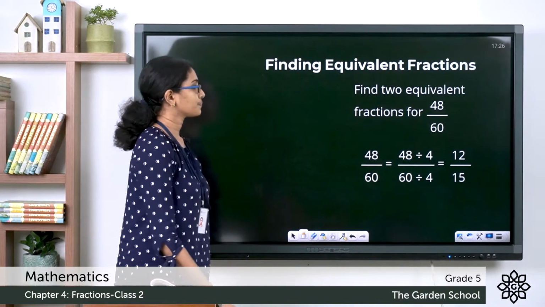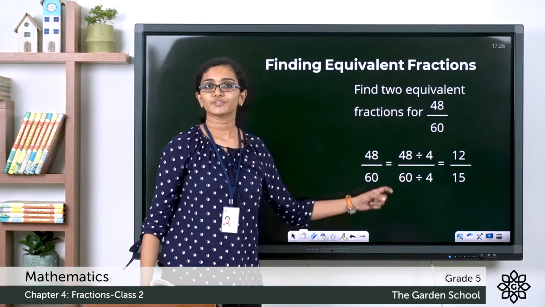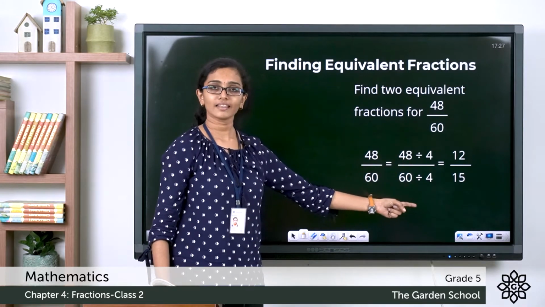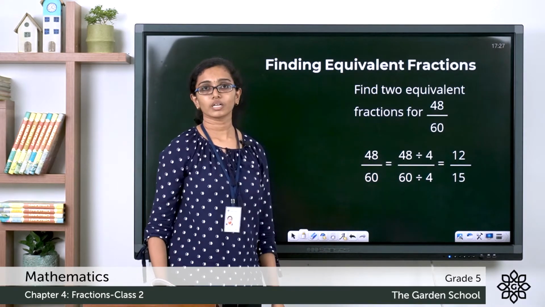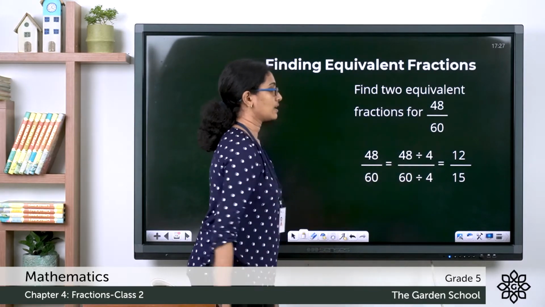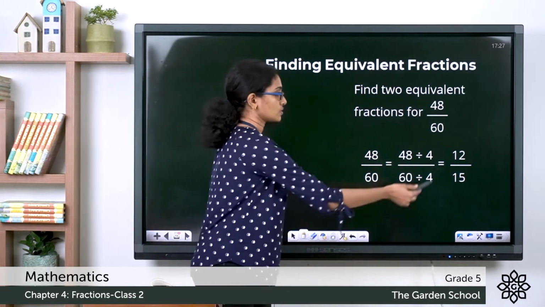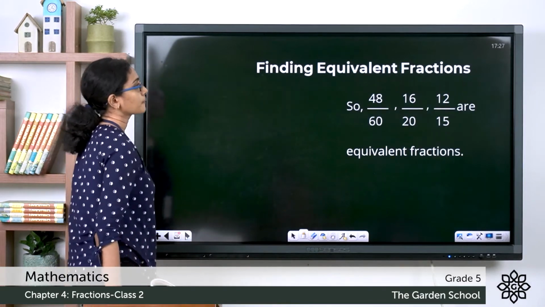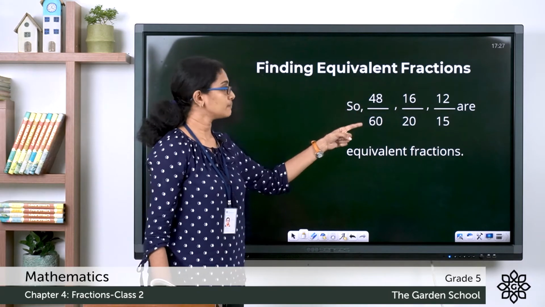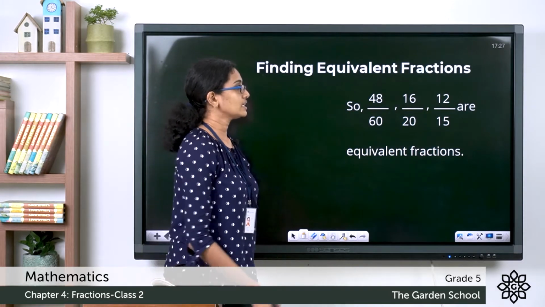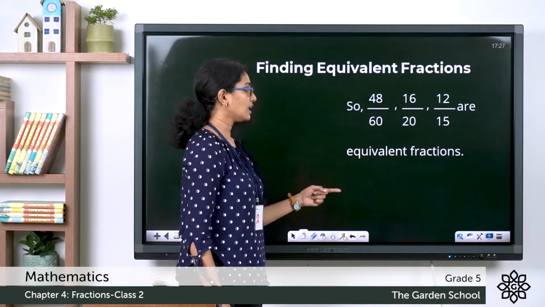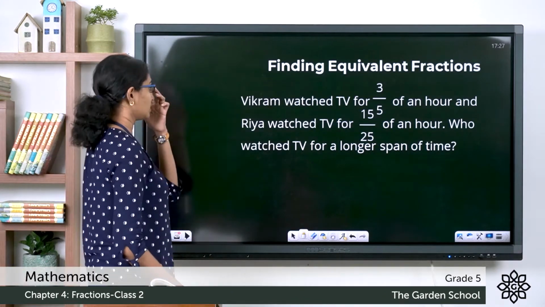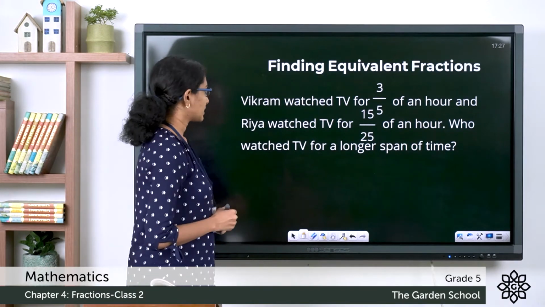Let's see one more case. Here I am dividing 48 as well as 60, both the numerator and the denominator, by the number 4. So, 48 divided by 4 gives you 12 and 60 divided by 4 gives you 15. So, here we have the fraction 12/15. So, we say the fractions 48/60, 16/20 and 12/15 are equivalent fractions. Clear? Now, let's see one question here.